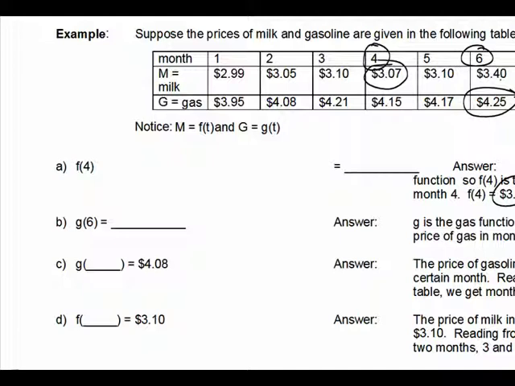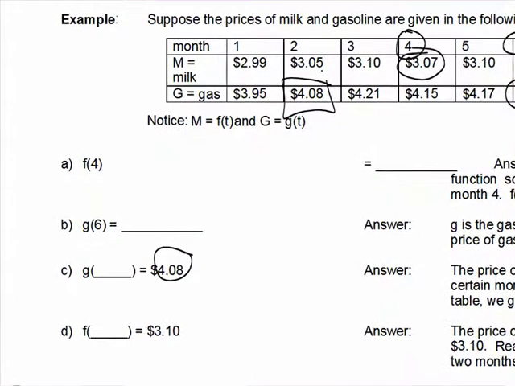Now let's think a little bit backwards. G at what is 4.08? Well, again, it's the G function, that's the gas function. So what I'm going to do is look at the output, right? This will be my output, and I look for my output of 4.08. My output is 4.08 in the gas function in month 2. So what we get is month 2. So G at 2 is 4.08.